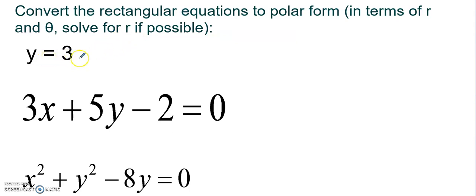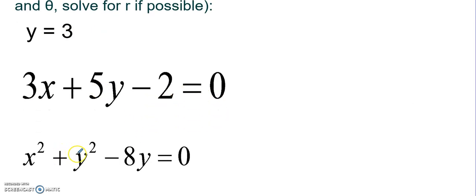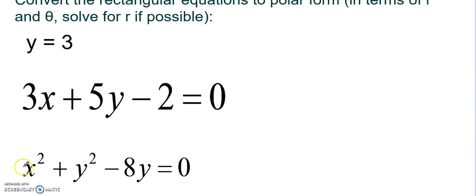So try y equals 3. Try 3x plus 5y minus 2 equals 0. And try x squared plus y squared minus 8y equals 0. Pause the video. Do that. Unpause when you're ready to check.